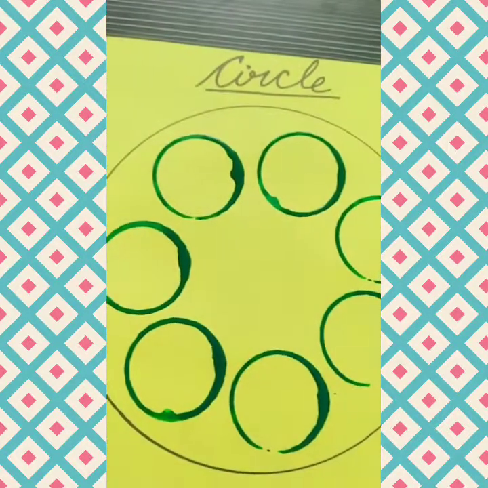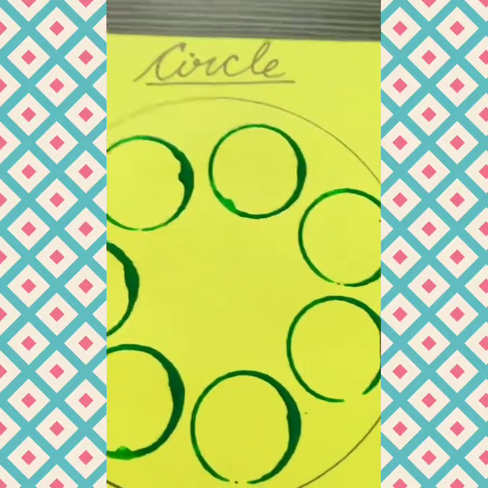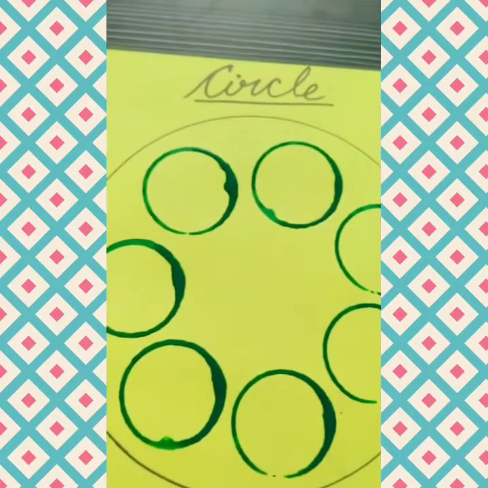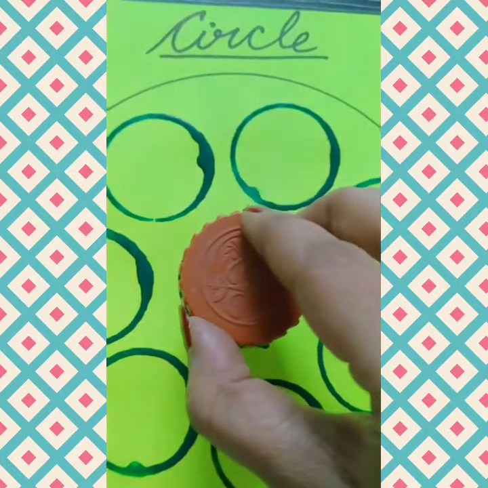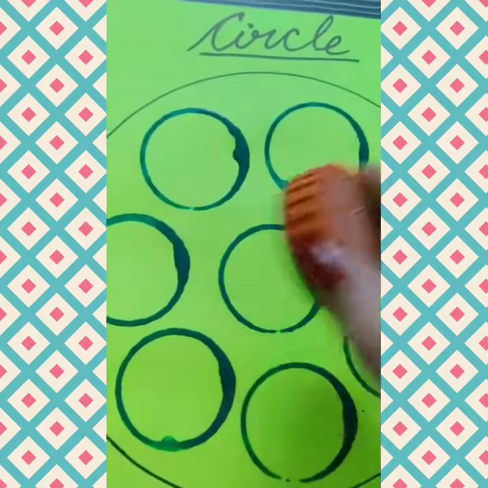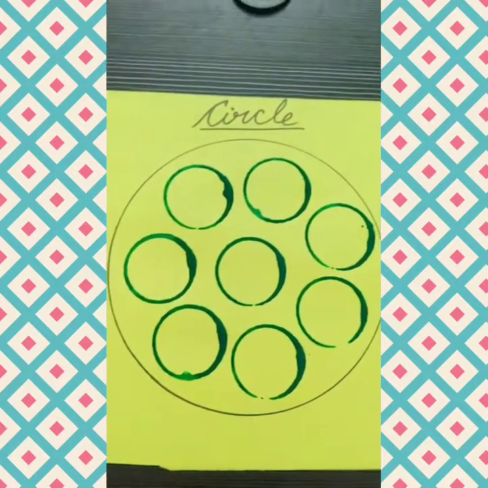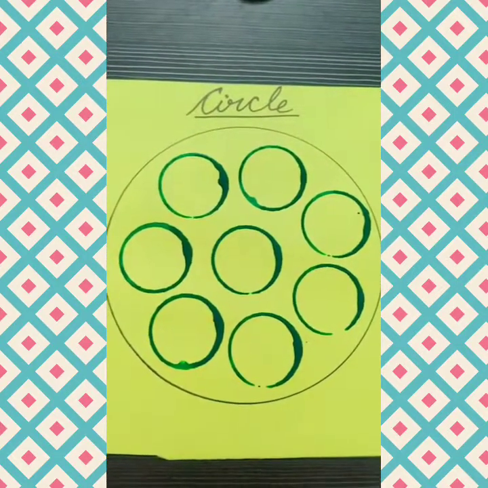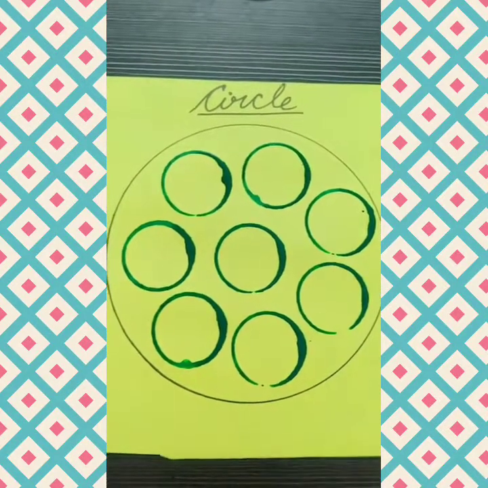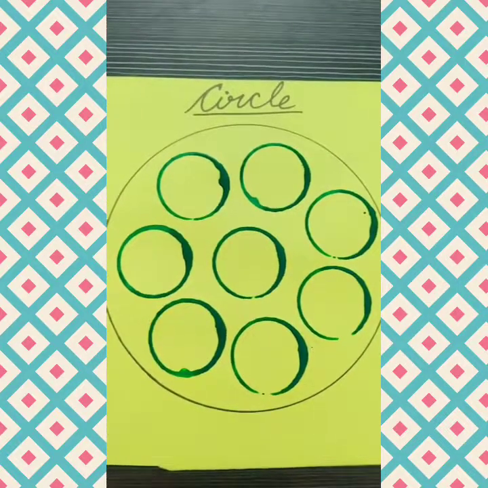Kids, it's looking good, na? Now again I am taking some more color and here I am making the last circle. So kids, look, how many circles are there? It is looking good, na? Very good. So kids, you can also do this activity at your home. Okay.